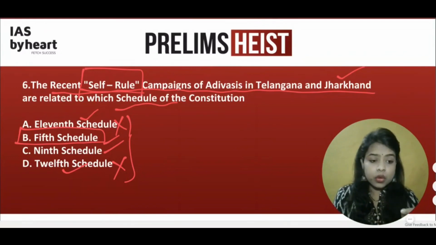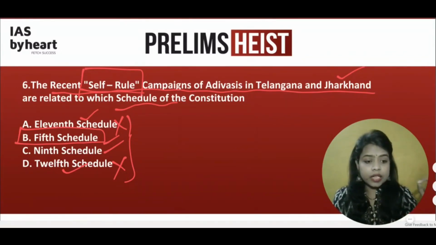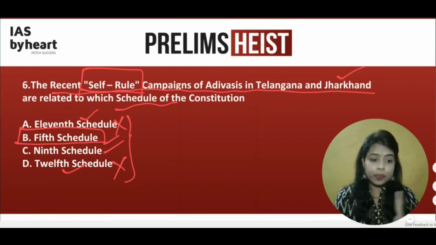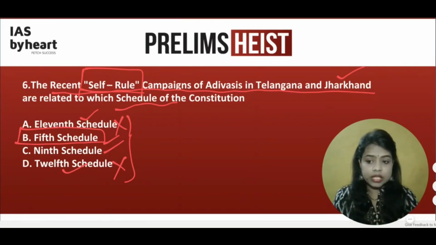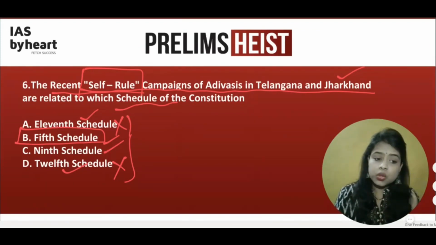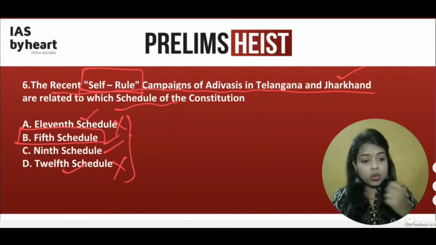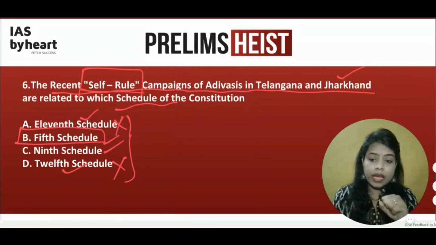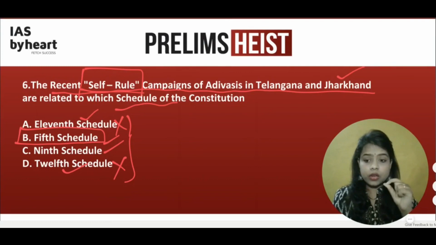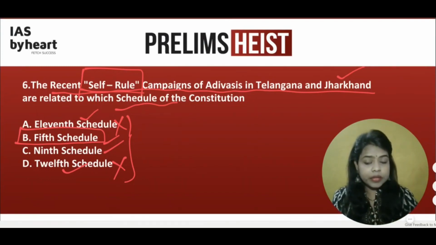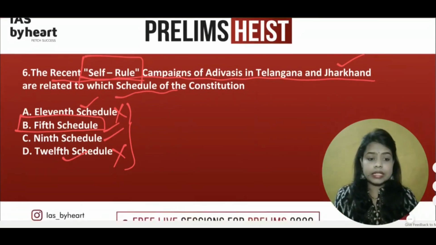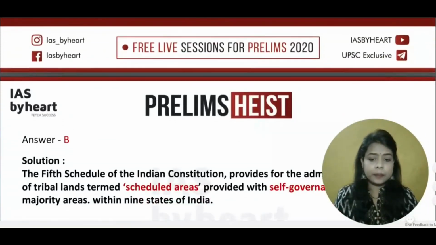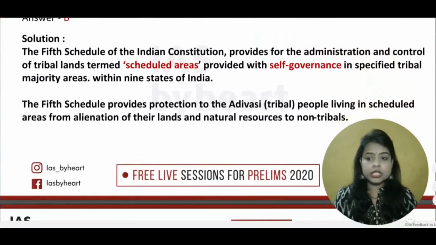If the self-rule word is there, you might think they are talking about Panchayat Raj extension. No, they are not talking about Panchayat Raj extension. They are talking about scheduled tribe areas where they can rule themselves. If you have read Laxmikant, you will know they have their autonomous councils and they can rule for themselves. That is given clearly in the 5th and 6th schedules. Through that, they are asking for the rights. That is the self-rule campaign which is going on. Okay. So this is the information.